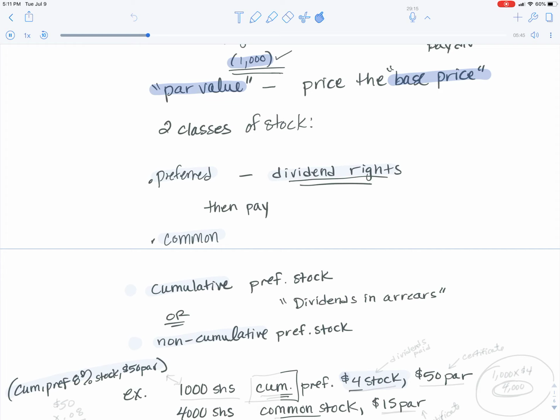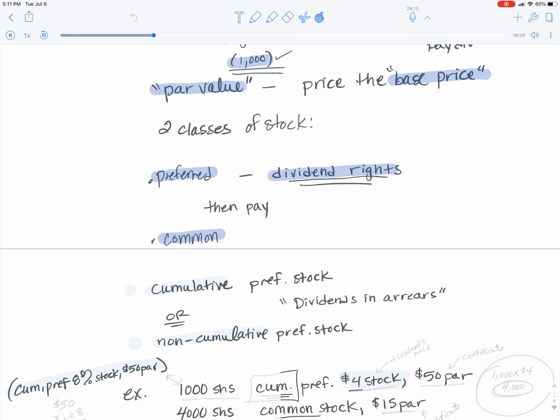Okay, and then there's two different classes of stock that we're going to be covering. We'll be covering preferred stock, and anybody who owns these special preferred certificates has special dividend rights, and they get dividends before the common stockholders get dividends.